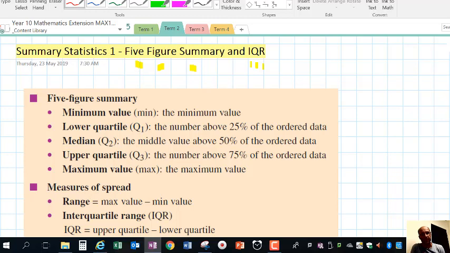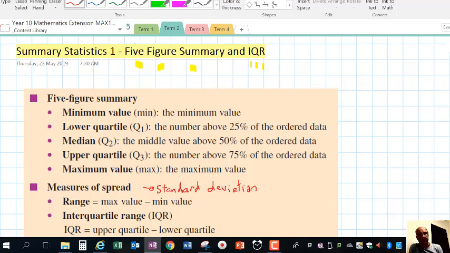There are other numbers that do summarize the data, especially for measures of spread. There's also one called standard deviation, which we'll deal with in another video. So that's coming up. Standard deviation is another measure of spread. That'll come up later on.